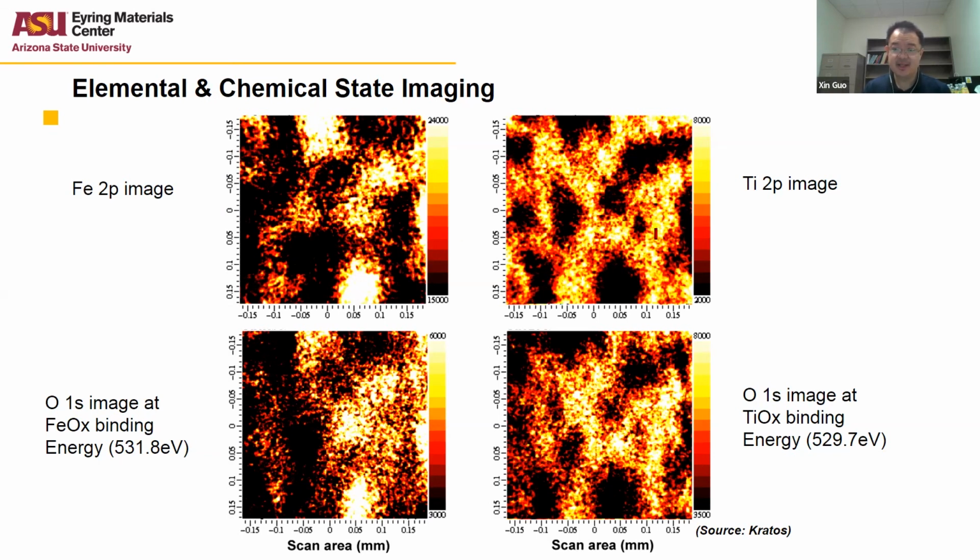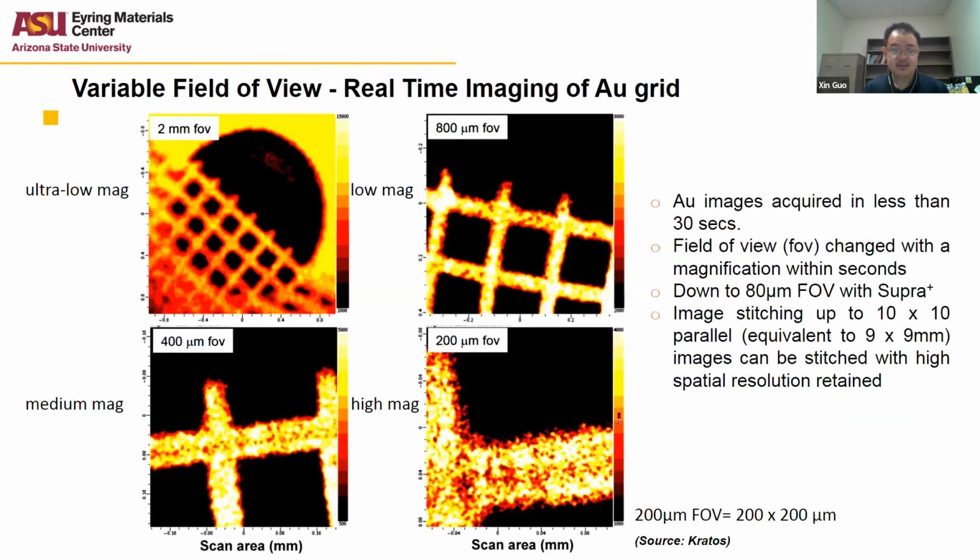But if we only see these two images, we don't know if they are elemental or they are compound. So if we combine the chemical state imaging with the iron 2P, like we acquire the image at oxygen 1s binding energy that's associated with iron-oxygen bond, we can observe similar distribution of oxygen to the iron. And likewise, we would observe the same oxygen distribution to the titanium if we acquire the imaging at binding energy of the titanium-oxygen bond. So not only can we do the elemental mapping, but we can also magnify the object we observe.